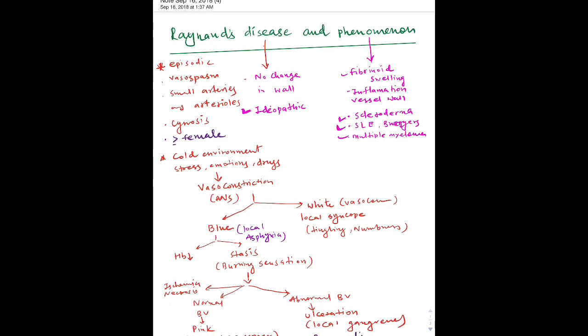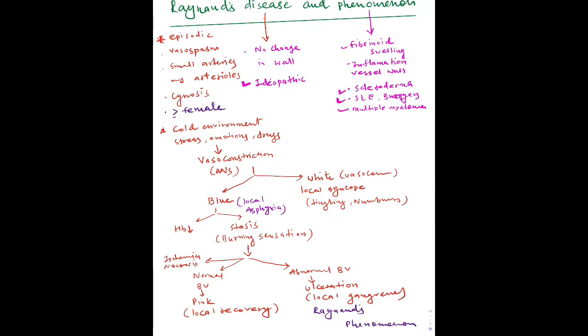So guys, what we studied in today's topic is Raynaud disease and Raynaud phenomena. Both are different because in the disease there is no change in the vessel wall, whereas in the phenomenon there is fibrinoid swelling and inflammation of the blood vessel wall. So this is the basic difference between both of these, and the rest of the things I already taught you. Please study carefully and keep in mind the difference between Raynaud disease and Raynaud phenomena.